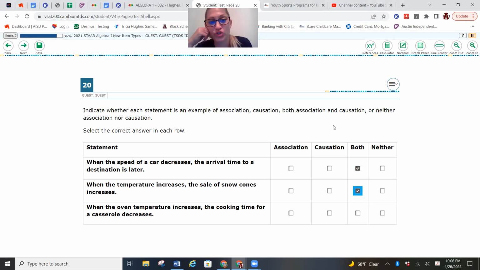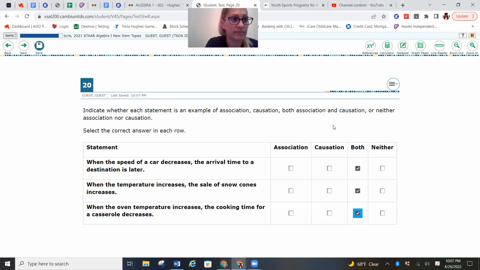When the oven temperature increases, the cooking time for a casserole decreases. Are those related? If they're related, it is association. Does one cause the other? Then it has a causation. So when I turn up the oven temperature, would the cooking time for my casserole get shorter? I've turned it up hotter. Would it take less time to cook? That's the question. I'm going to say yes.